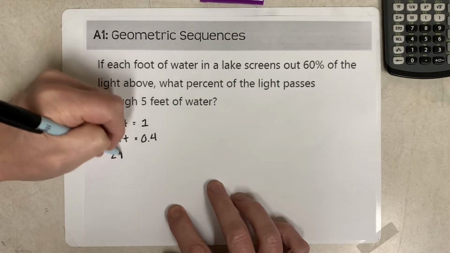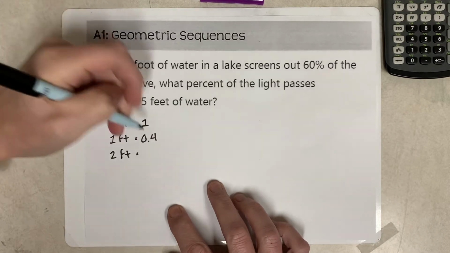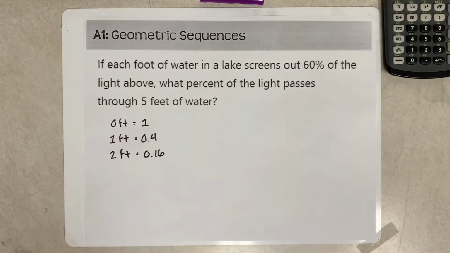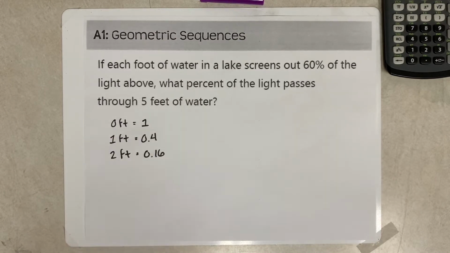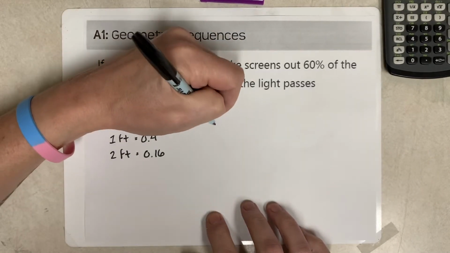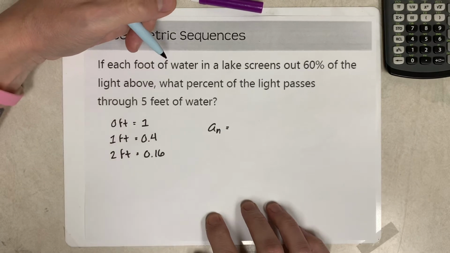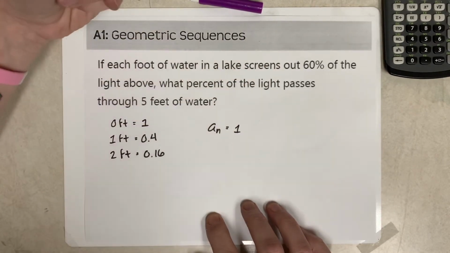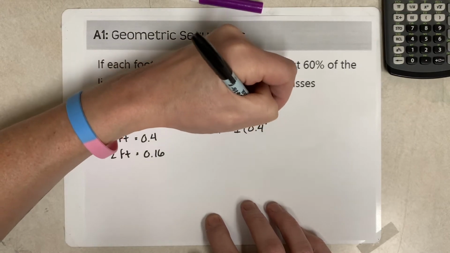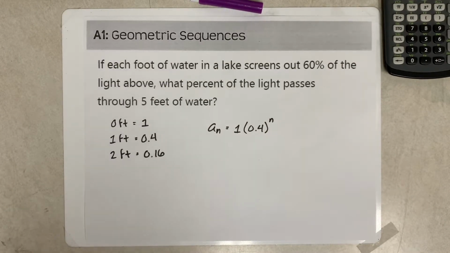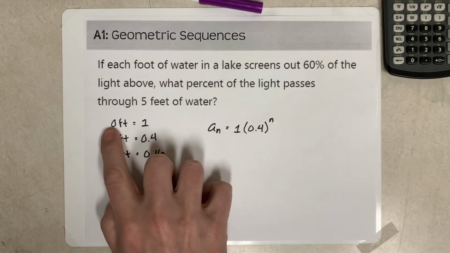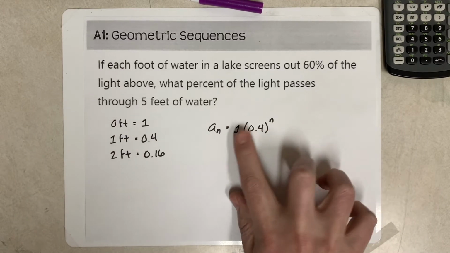At 2 feet, it's going to be 0.16 because there's another 40% of 40%. 40% of 40% is 0.4 times 0.4, which is 0.16. And you're just going to keep doing that. You're going to keep multiplying by 0.4 each time. So let's see if a sub n is now equal to, and it would be 1, right? Because 100% times 0.4. And then we're going to say to the n, and normally we would say n minus 1, but this time, if n is 0, right, then you're going to get 0.4 to the 0, and you get your 1 back.